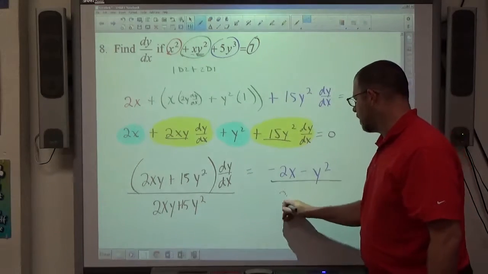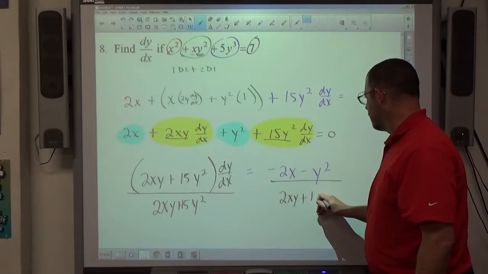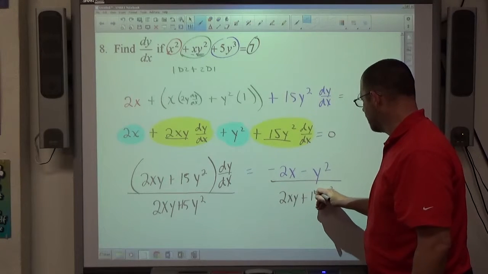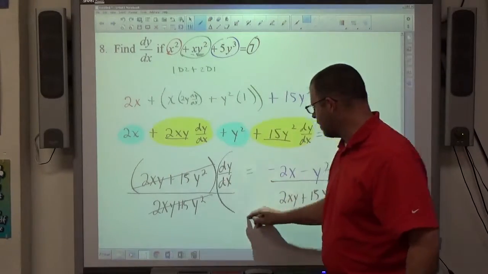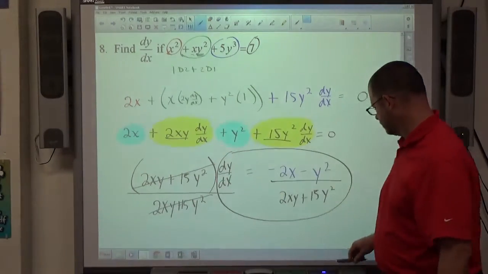Divide by 2xy plus 15y squared on the other side, dividing both sides by the same object. This cancels this, leaving me with what I care about. dy/dx equals the answer.